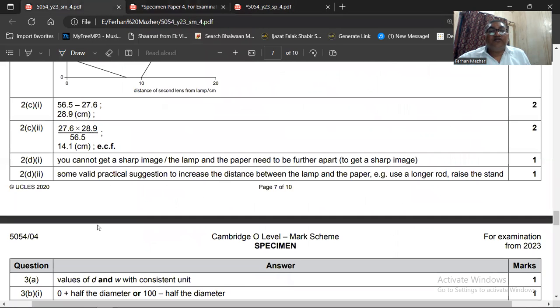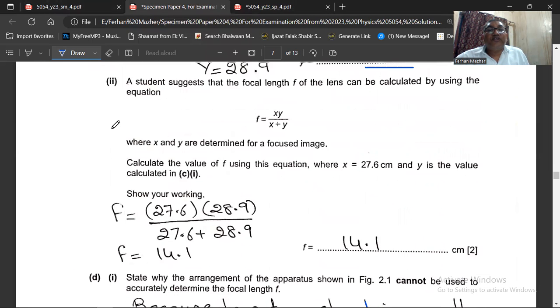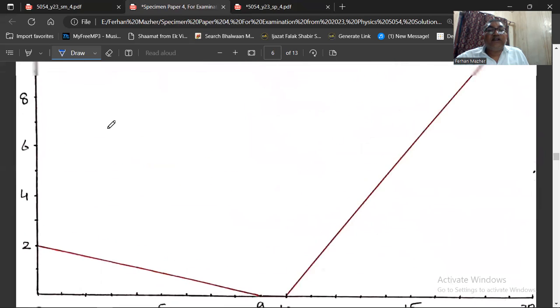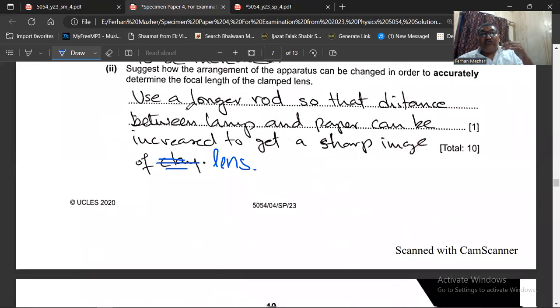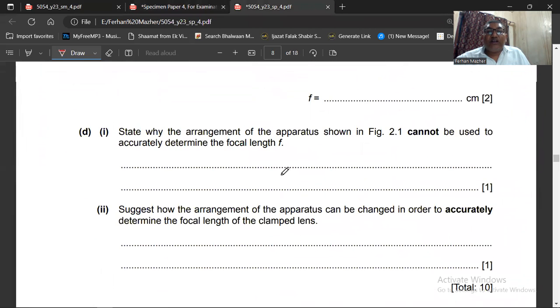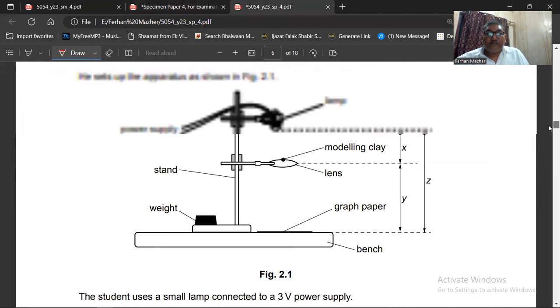Let me show you some valid practical suggestions to increase the distance between the lamp and the paper. For example, use a longer rod, raise the stand. You can also put something under this stand. Let me show you that. He gave us a suggestion to put something under. Where is that diagram?